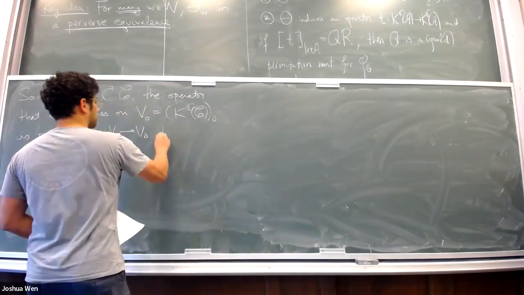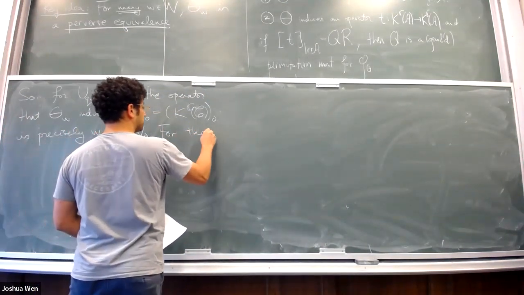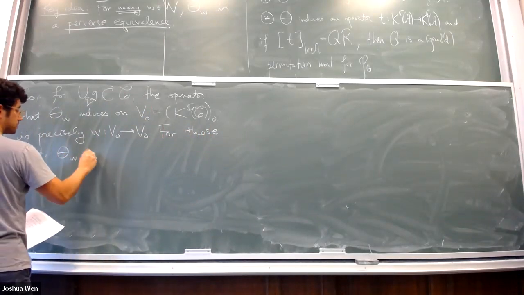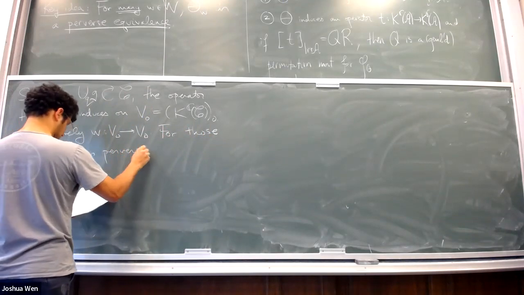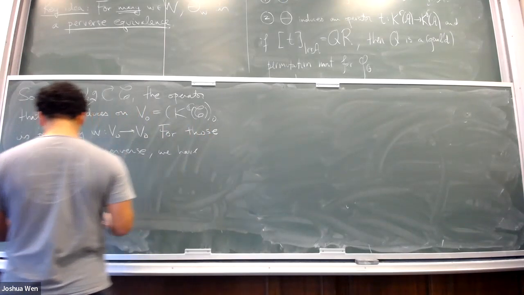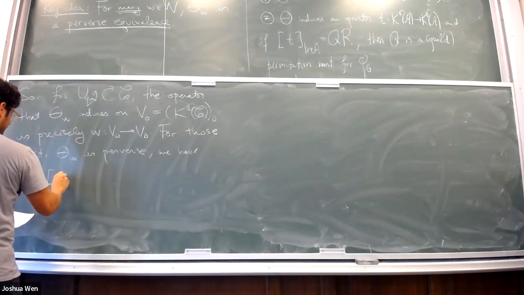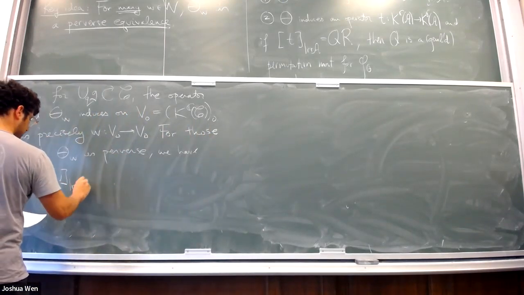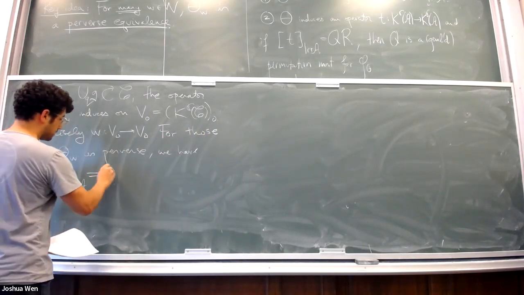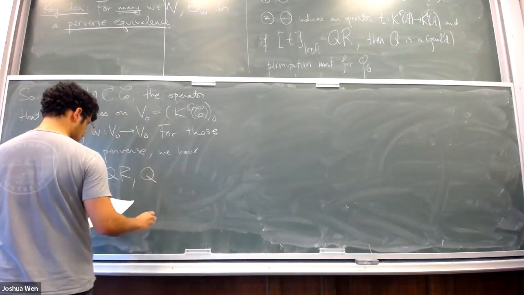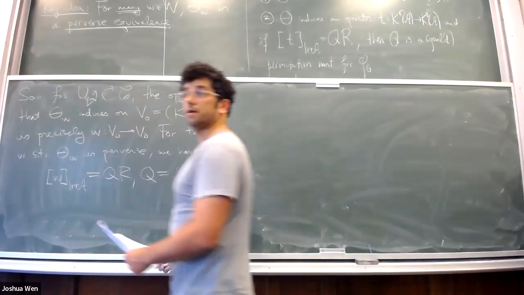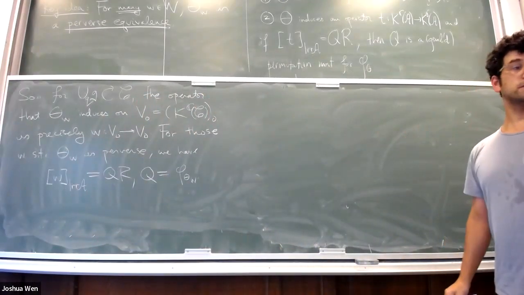So for those W such that theta W is perverse, we have one of these results. We have that if we take the matrix of W, write it with respect to this canonical basis and take its QR decomposition, Q is up to sign the bijection corresponding to theta W.